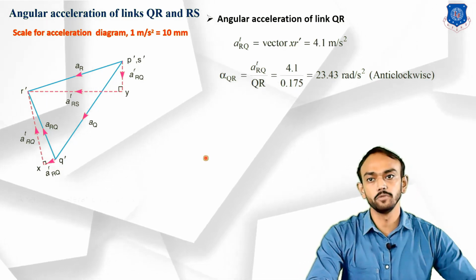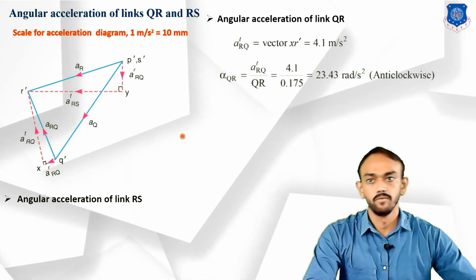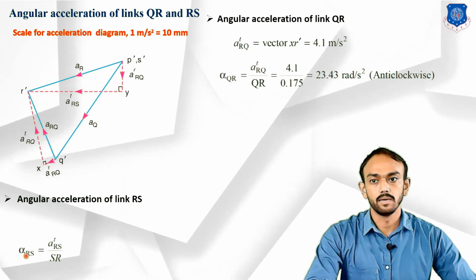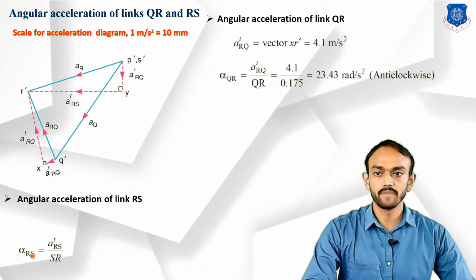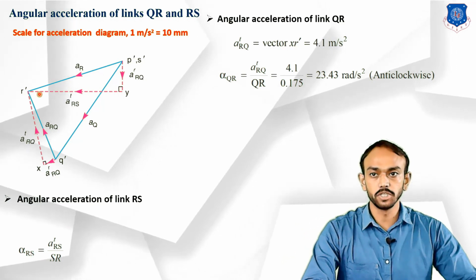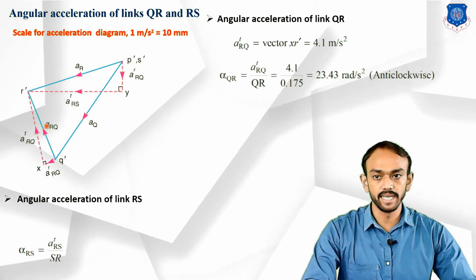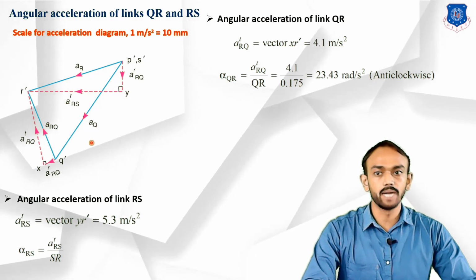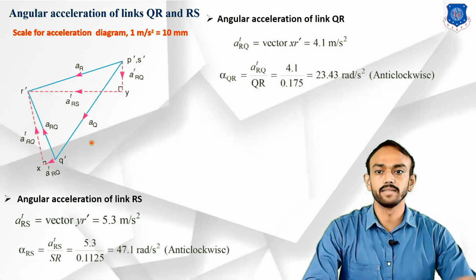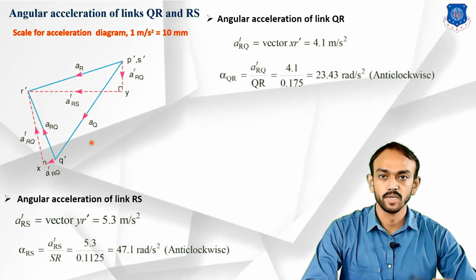Same as we will do for RS. Angular acceleration of R with respect to S will be the tangential component divided by the length of that link. So we will measure this tangential component here and divide by the length of that link, and we will find the answer. Okay, thank you.